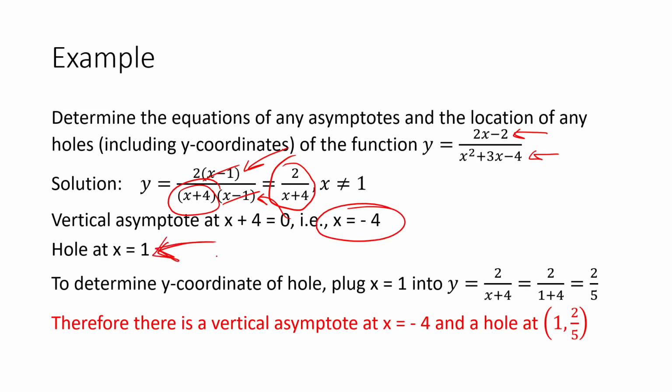So we've got that vertical asymptote at x equals negative 4. We've got that hole at x equals 1, but it would be good to know the y-coordinate of that hole. So we're going to take that x value of 1 and plug it into the simplified expression 2 over x plus 4. When we plug in 1 for x, we get a y value of 2/5. So we end up being able to say there's a vertical asymptote at x equals negative 4 and a hole at (1, 2/5).